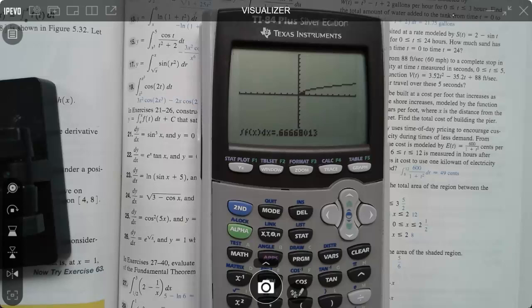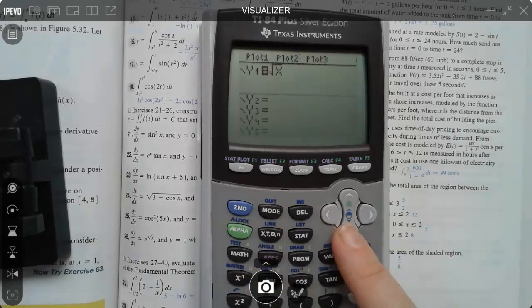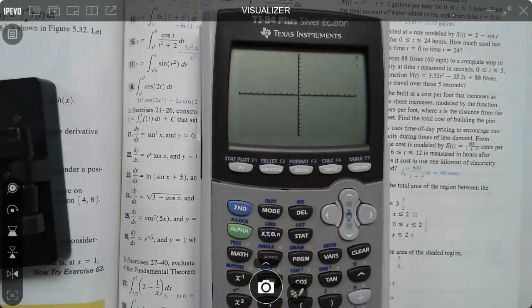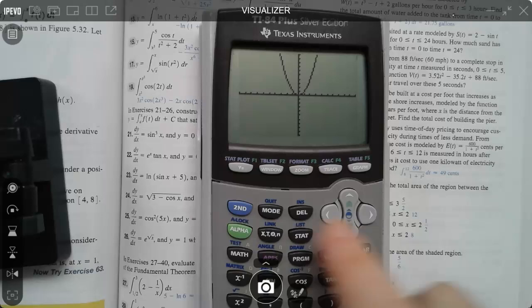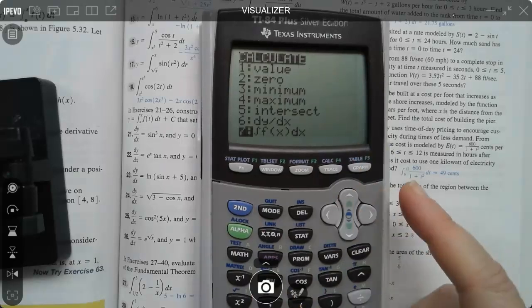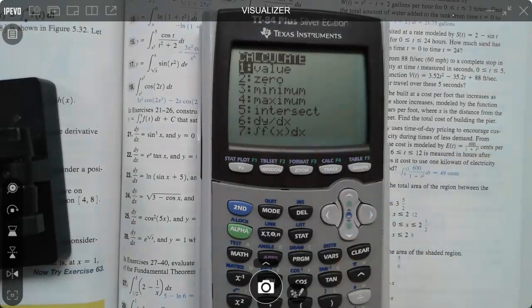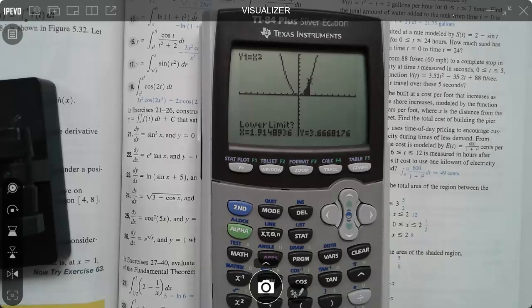There's the first piece. The second piece, I'm going to go back to y equals, and I'm going to do x squared, going from 1 to 2. There it is. When you go second trace and hit number 7, it says lower limit, so you put 1 and hit enter, and then it says upper limit, so you put 2 and hit enter.